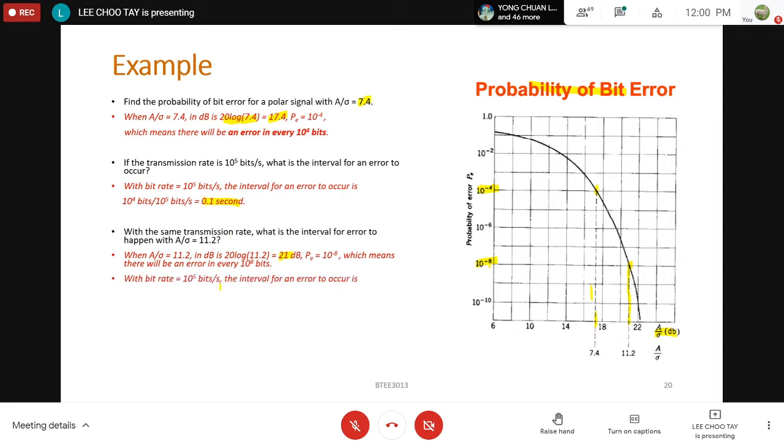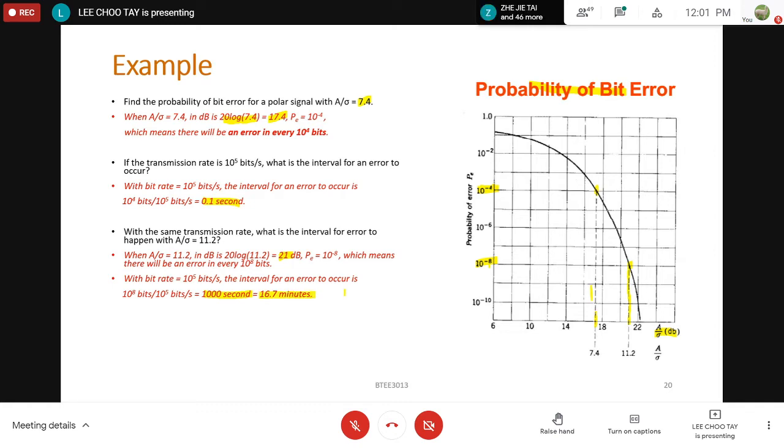So what is the interval for error to occur then? Again, same bit rate. The interval for error to occur, basically take 10 to the power 8 divided by 10 to the power 5. All right. So that will give you an interval for error to occur every 1000 seconds. And this is equivalent to 16.7 minutes.